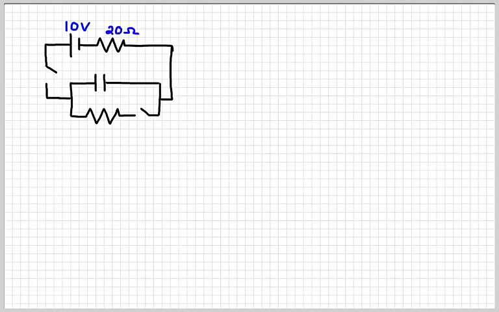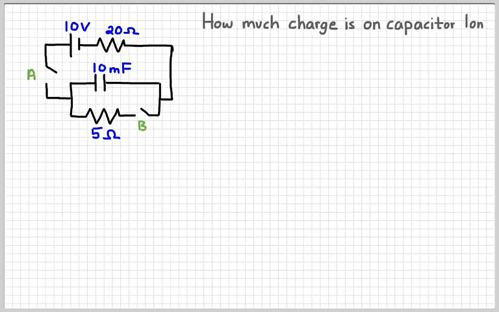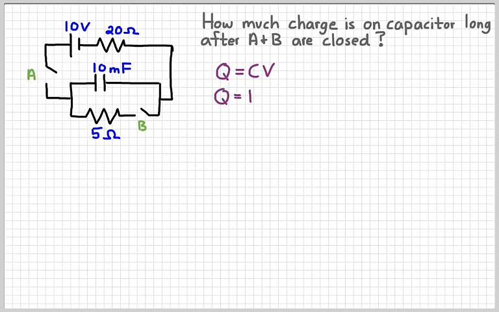Same capacitor, same circuit. We're going to say that switches A and B have been closed for a long time. So this is the steady state situation where we have the 0.4 amp current through that circuit. The next question is, what is the charge on that capacitor? Well, we know that charge on a capacitor is C times V, and I know what the capacitance is. It's 10 millifarads, but we don't know what the voltage is.